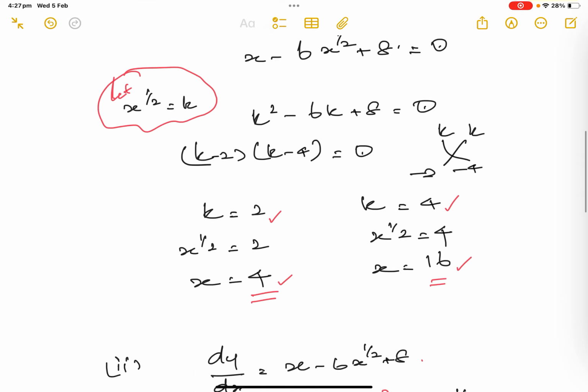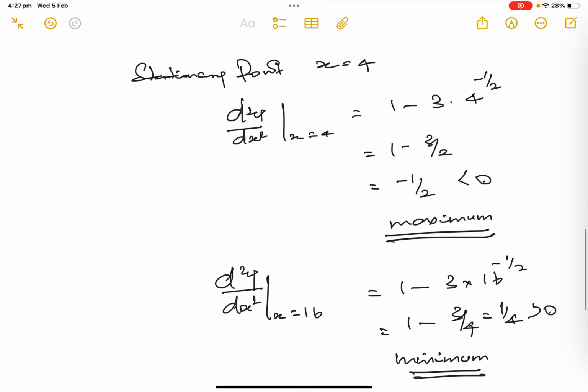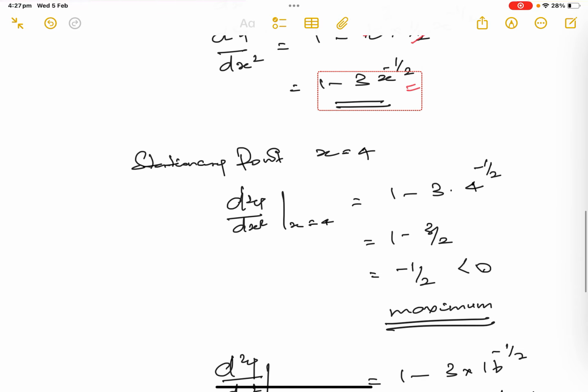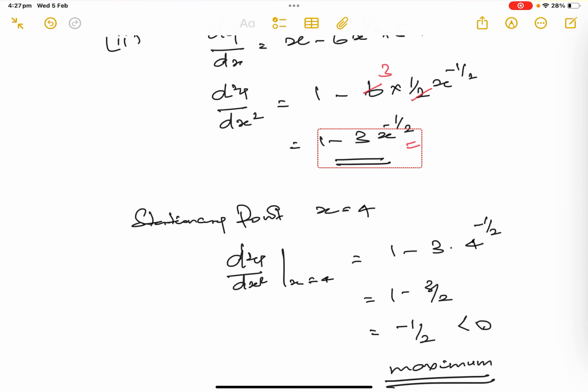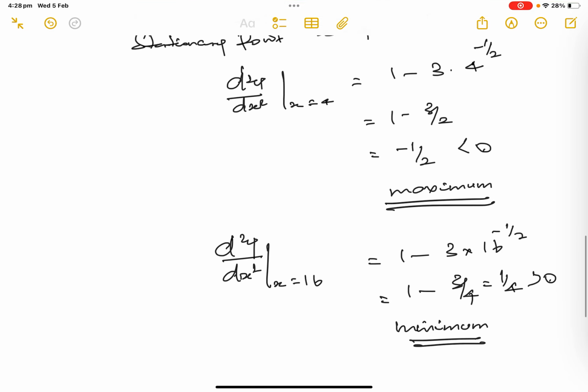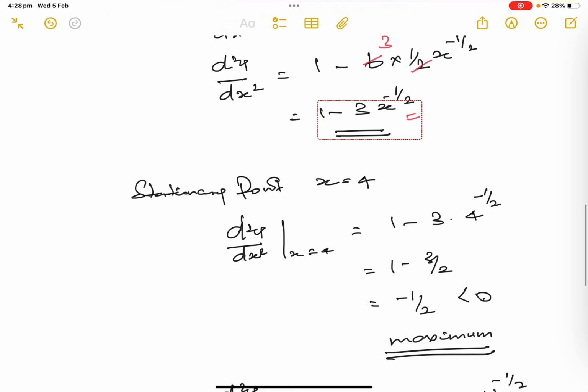So let's see. We have done the second order differentiation. That gives us another step ahead in proving the nature of the stationary point. So the stationary point at x equals 4, the first one.